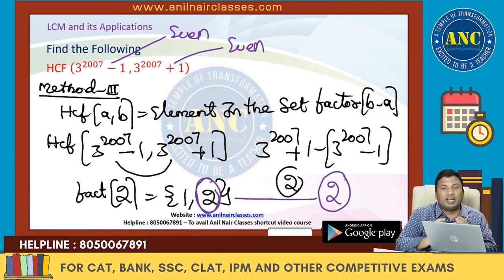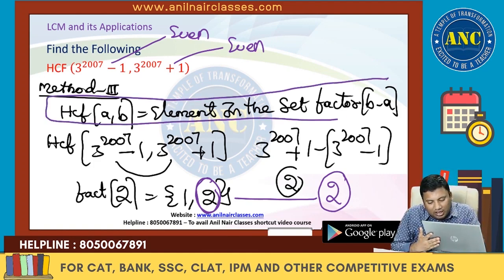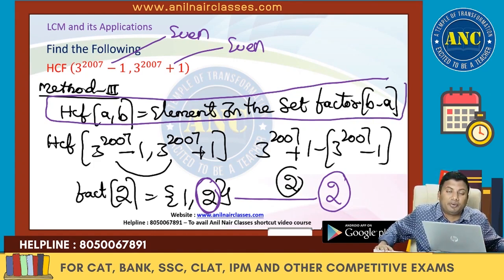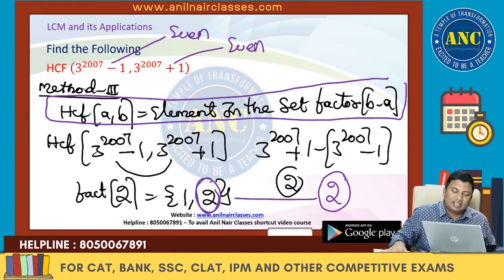All three things which I discussed in the basics, I used in the problem solving. Method 1 is the congruence modulo theorem: HCF of A comma B is HCF of A comma B minus A. Method 2 is the number tree method: find out the nature of the number, whether it is odd or even. Method 3 is that HCF of A comma B is an element in the set of factors of B minus A.